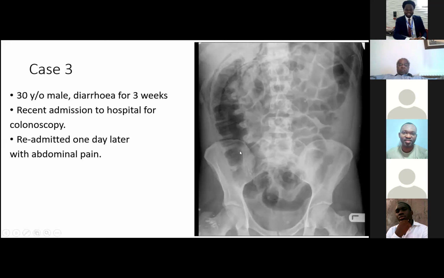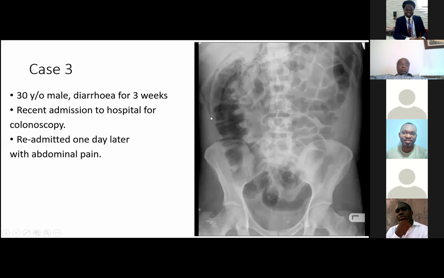It's probably not the most easy scan to interpret, but if you look up here in the right upper quadrant, you can see this lucent area, which is outlining a soft tissue density over here. Now, this is gas outlining the kidney. And when you see gas outlining the kidney, that is clearly abnormal, because you don't normally have gas in the retroperitoneal space. You can also see gas over here on the lateral aspect of the abdominal wall.